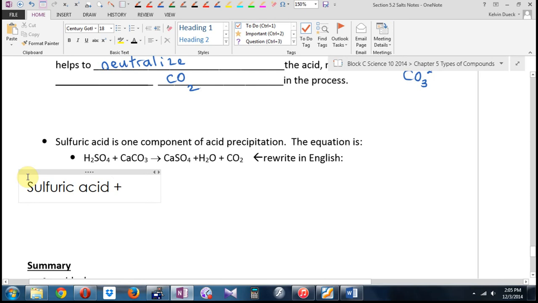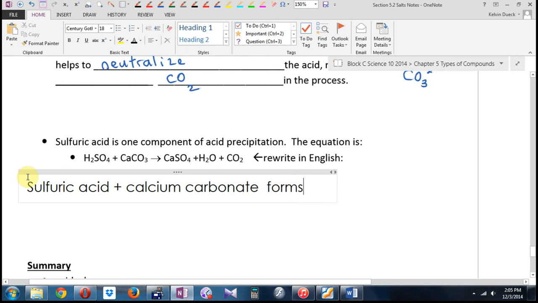CaCO3? What's the first question I always ask when I'm naming or writing a formula? Ionic or covalent? Calcium, metal or nonmetal? Metal. So ionic, so it's not going to be tetra or di or mono. It's going to be just the ide rule. Oh, wait a minute. Calcium, is it multivalent? Do I got to bring out the Roman numerals? No. Oh, okay. So it's going to be plus calcium, what's CO3? Carbonate.